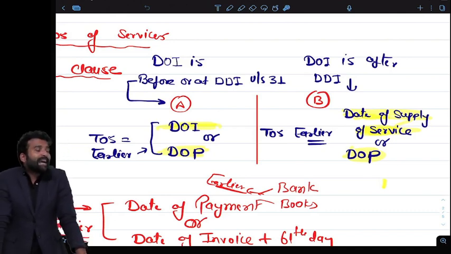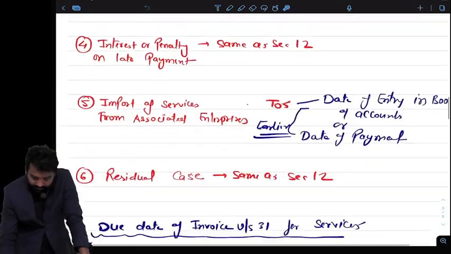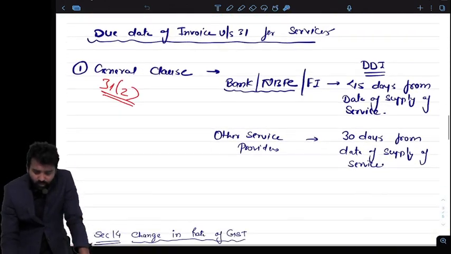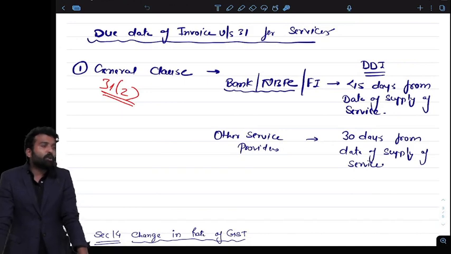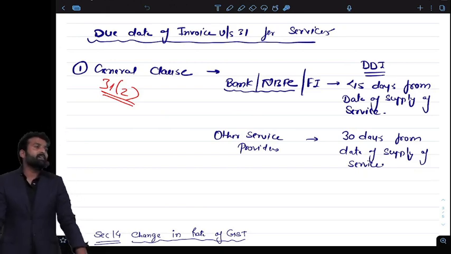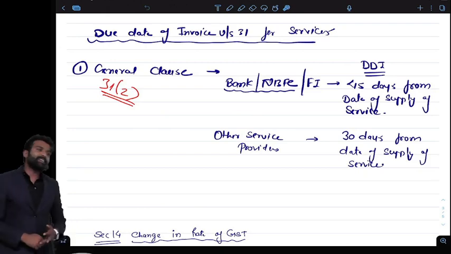So what is the time limit, sir? It is 30 days from the supply. It is written below. So for normal, it is 30 days. For bank and NBFC, it is 45 days. So for bank and NBFC, my invoice is required to be prepared in 45 days. For all other service providers, the invoice is required to be prepared within 30 days.